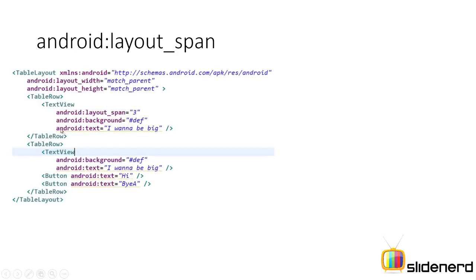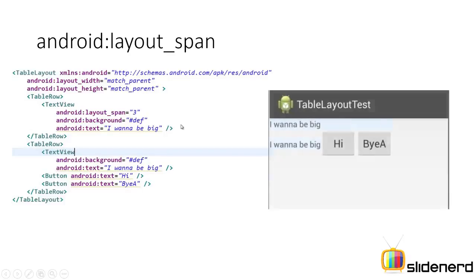Again, just to give you another example, take a look over here. There's a table row with a text view in the first place, and then there's another table row which has a text view and 2 buttons. But take a look: this first text view which says "I want to be big" is actually taking 1, 2, and 3 columns in terms of width. And that's what layout span does, clearly. Now you are perfectly clear about how layout span works, so let's go and see the next attribute.